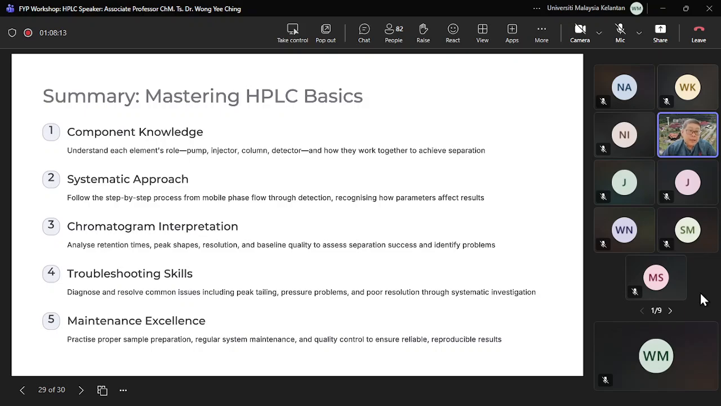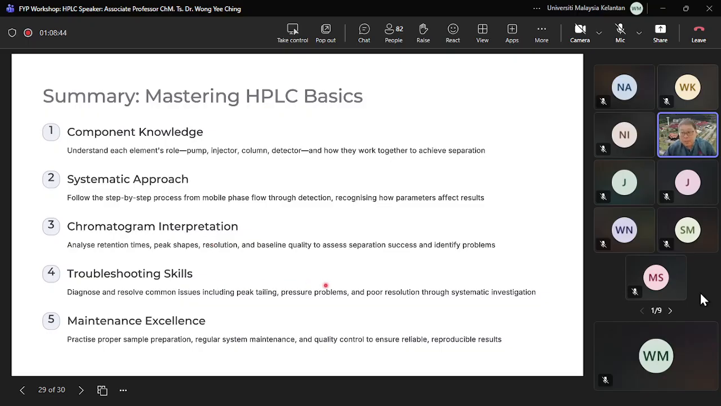So before I end, some summary on mastering the HPLC basics. You must know what the components are, and the system approach. This is the most important part for final year project students: how you're going to interpret your chromatogram, how you're actually getting the chromatogram, and then you do comparison with CDS. And then some troubleshooting skills you must know, like I've highlighted the three.